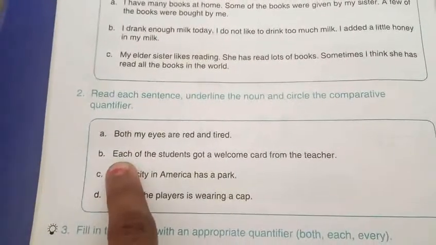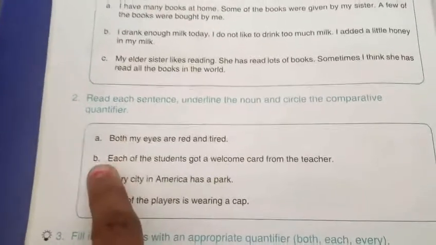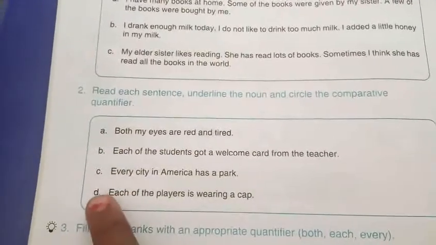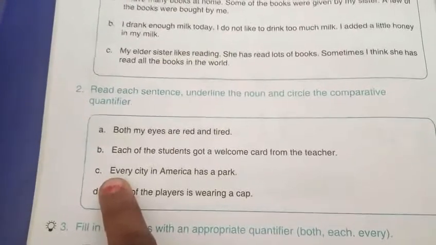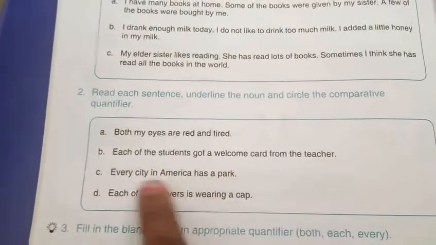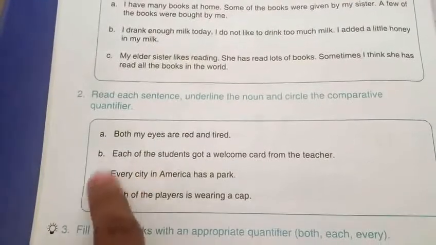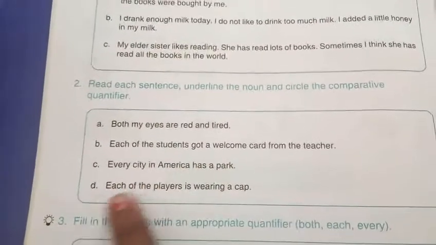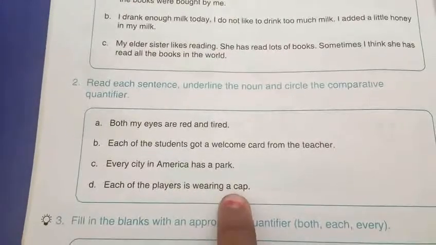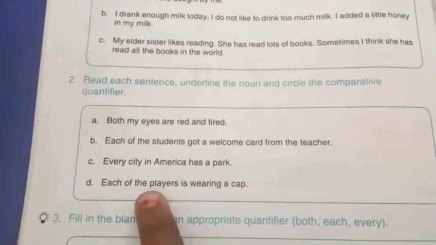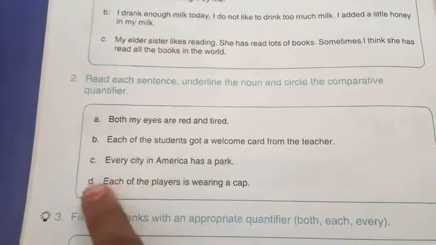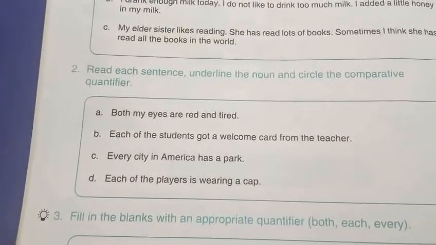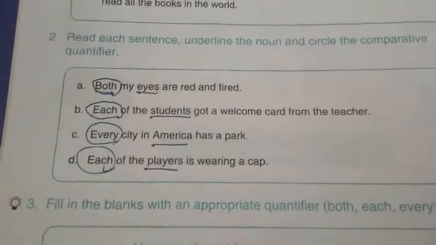So here each is a quantifier, you put a circle. Students you have to underline. Next, every city in America has a park. Every is a quantifier, you put a circle. Then America is a noun. Each of the players is wearing a cap. Players is a noun. Each is a quantifier, you put a circle. Okay, check your answers, my dear children.